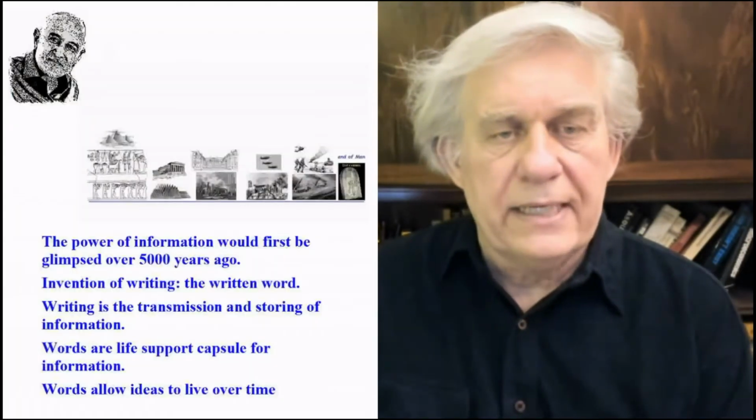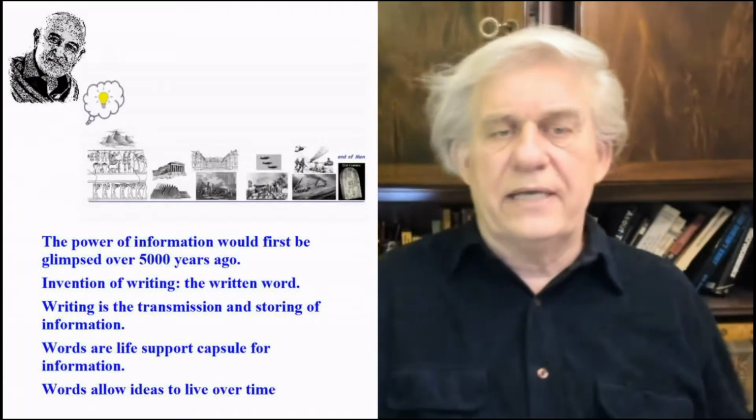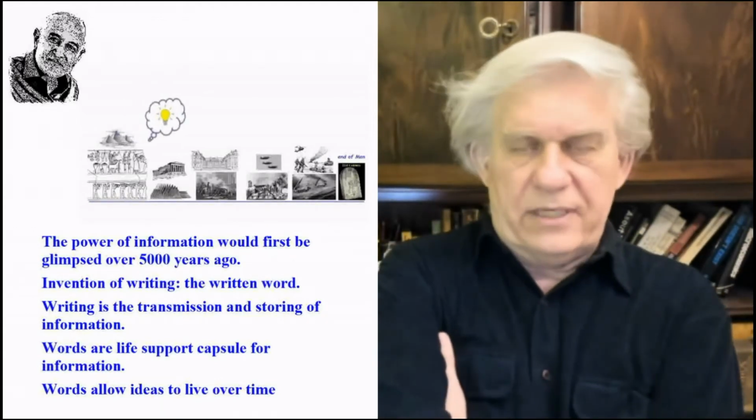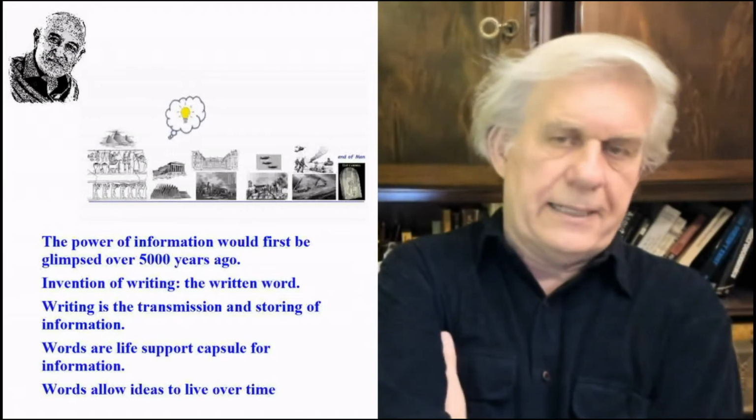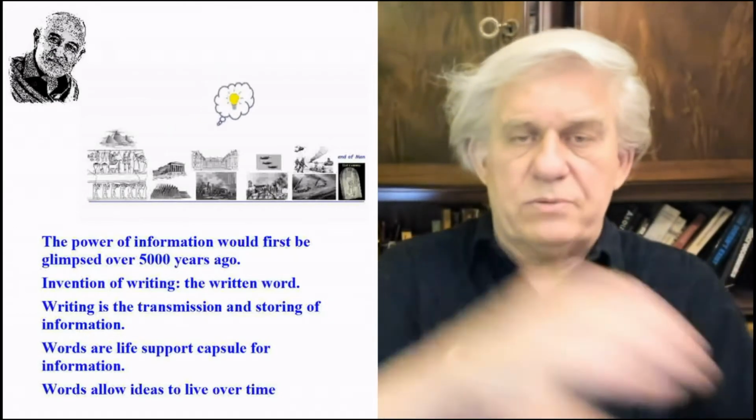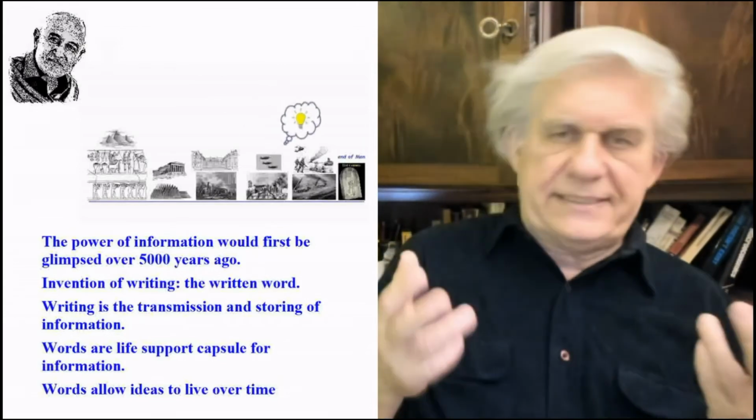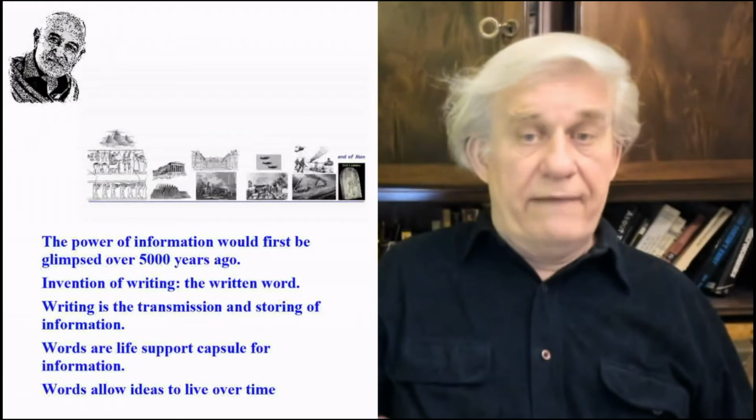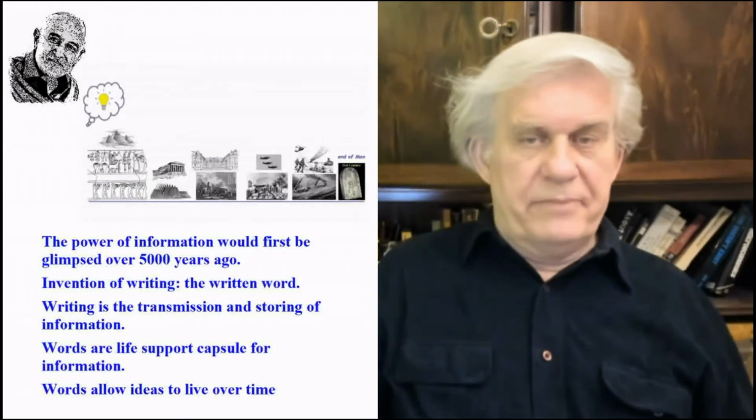He goes through a little bit of history to introduce the subject matter. And essentially he says that the power of information would first be glimpsed about 5,000 years ago. He started with the Sumerians, saying that they were the ones who invented writing, or at least were the first. It's the first extant example we have of writing. Maybe there was someone before the Sumerians that had writing.